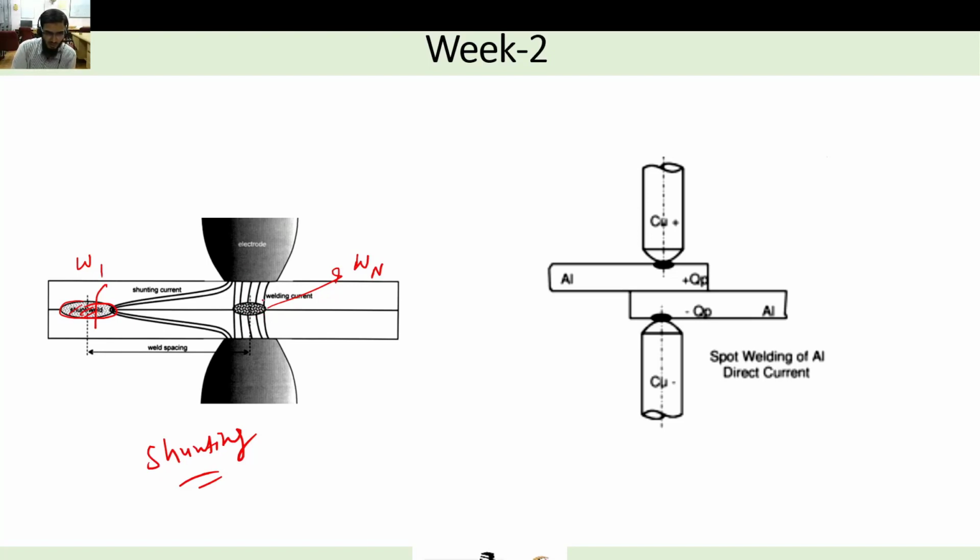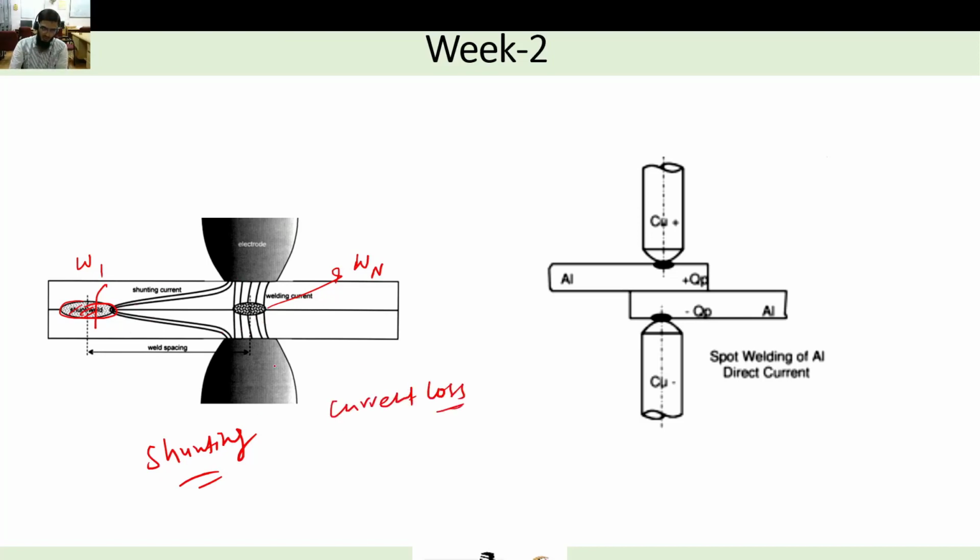So current will be passing through this interface, but current will travel the least resistive path, that we know. It will form a path where the least resistance will be there. So here the resistance between the interface will be very high, and here it is a complete material, no interface like an air gap. So current will also flow this way to this electrode. Some current will go this way, and the majority of the current will go through weld 1. So during that process, the current loss will be there.